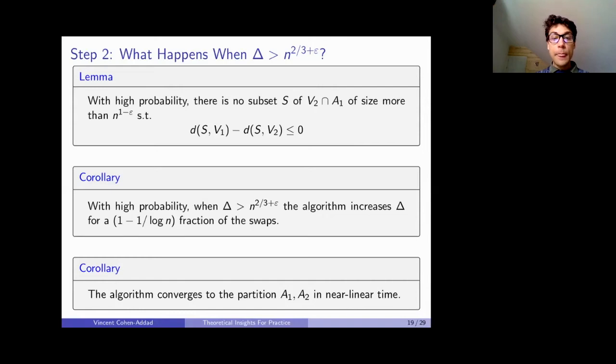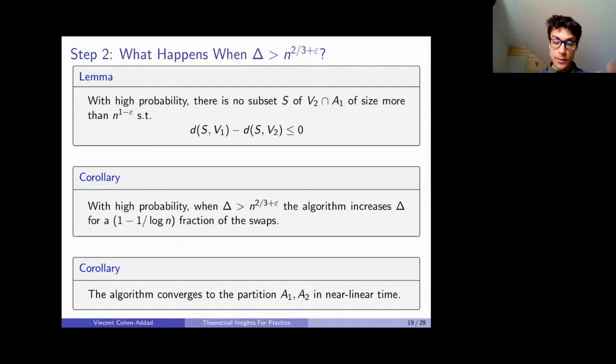And then from there we can show, with overwhelming probability, that the algorithm is going to increase delta with probability 1 minus 1 over log n, so much higher than what it was before. It's not 1/2 plus epsilon, now it's like 1 minus 1 over log n. And if you increase delta at that rate, then you converge to the right partition in nearly linear time.